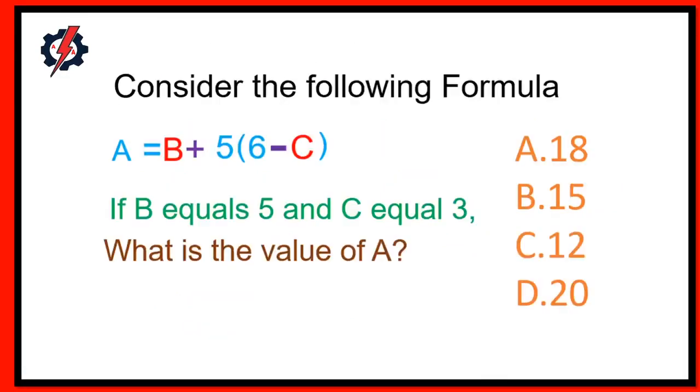In our next problem, we have an equation. The equation is A equals B plus 5, open parenthesis, 6 minus C, close parenthesis. If B equals 5 and C equals 3, what is the value of A? And the choices are A 18, B 15, C 12, D 20.